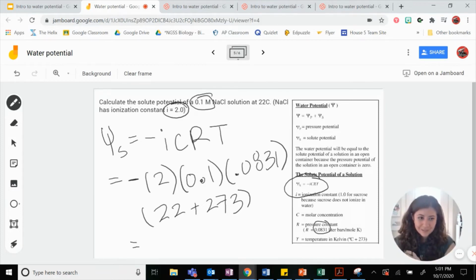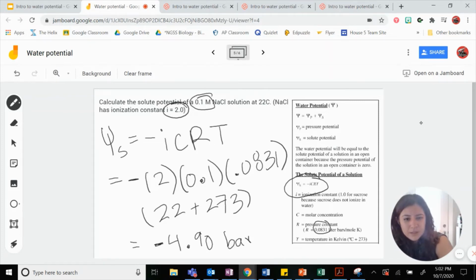All right, let me plug all that into my handy dandy calculator. All right, we get 4.90. And don't forget the negative sign, right? Negative 4.90. And what's the units? It's always bars. Bars.